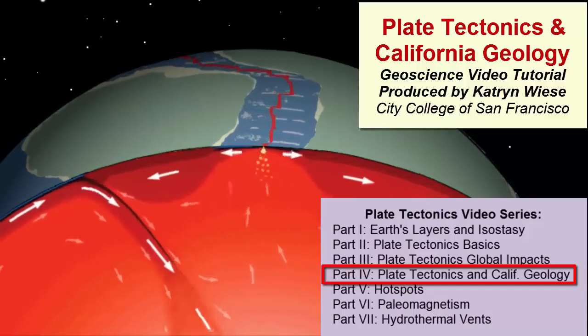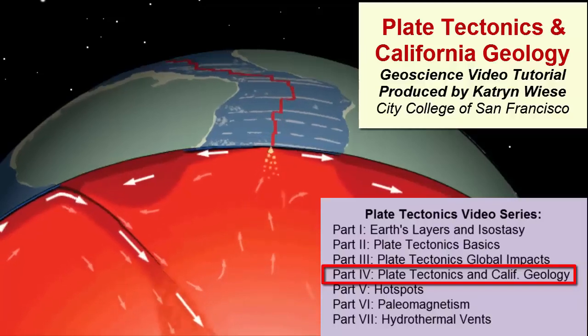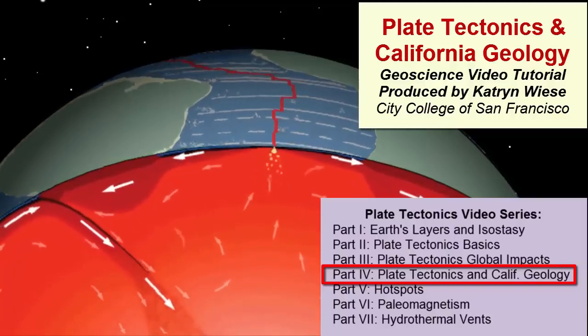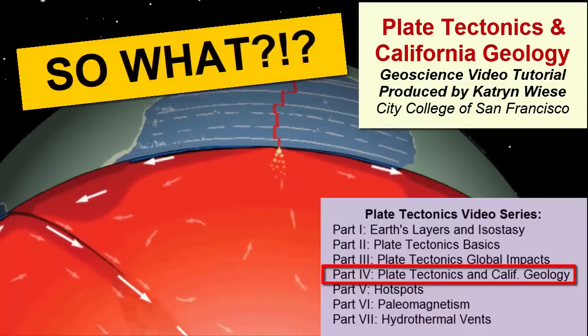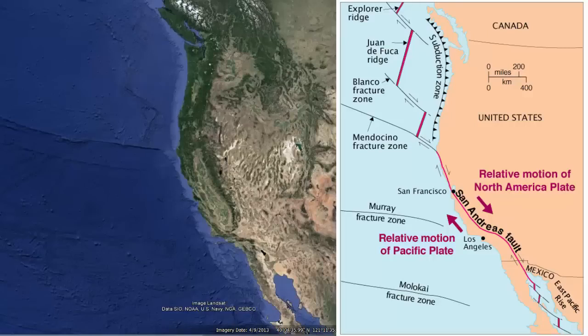So now that we have the basics down for plate tectonics, what it is, how it works, and how we know about it, so what? How does plate tectonics affect life in California, or anywhere else for that matter? To answer that, let's look at California's current plate tectonic setting.